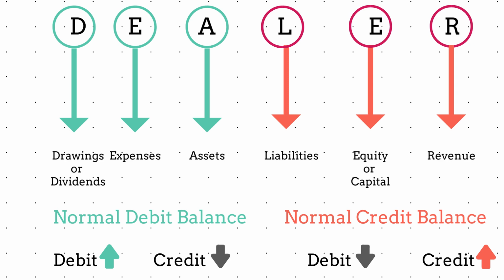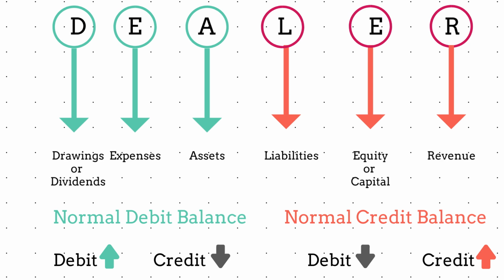One way to remember whether an account increases with a debit or increases with a credit is the mnemonic DEALER. That's DEALER. The first three letters refer to accounts that increase with debits and have a normal debit balance. The letter D stands for drawing and dividend. The letter E stands for expenses. And the letter A stands for assets. All of these accounts increase with a debit.